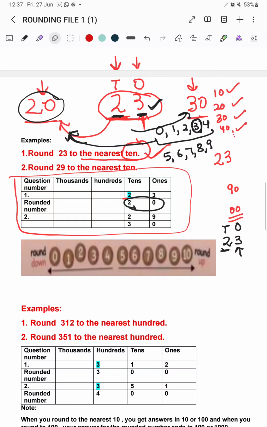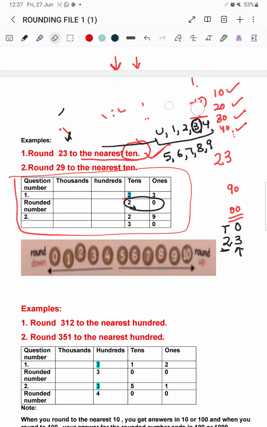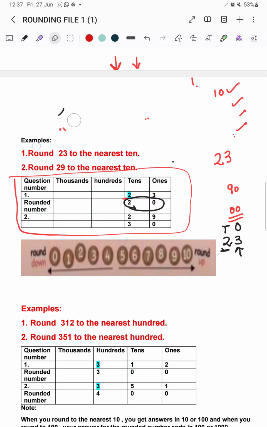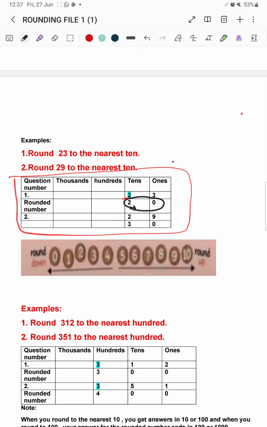Next number which I have here is 29. So again, two-step question it is. We can do it directly also, but if you are an initiator, this is a way you need to do. So first thing is 29. I will see which two tens it is lying between.